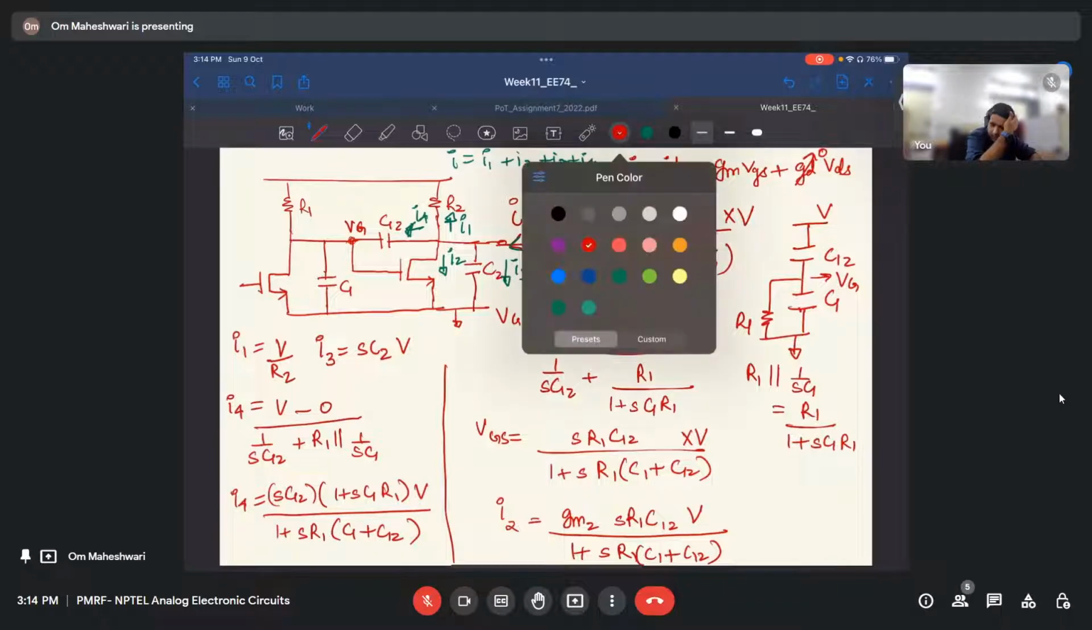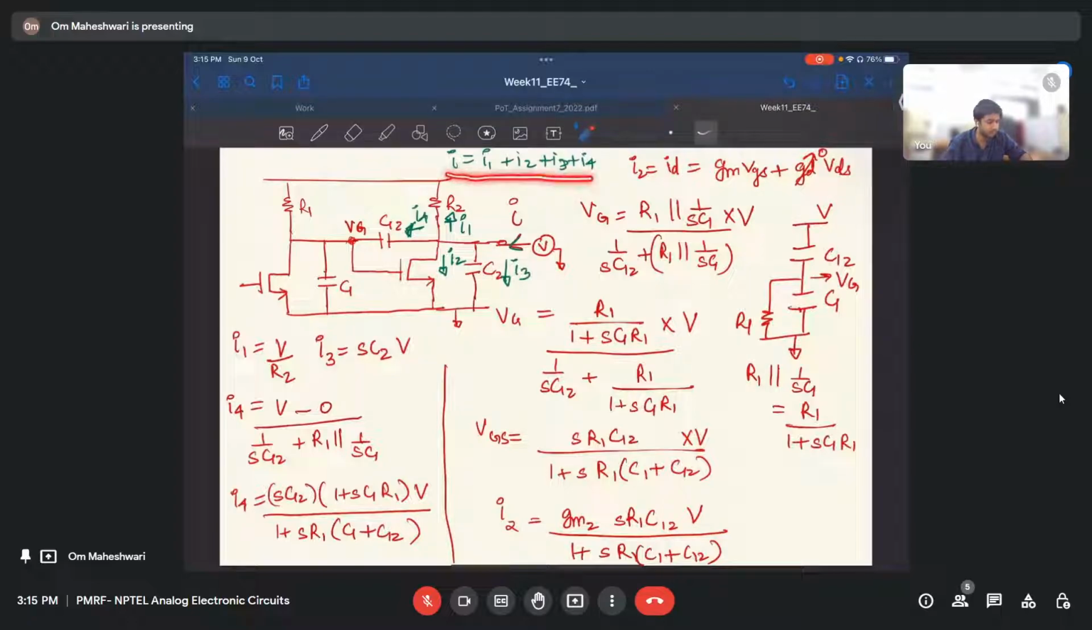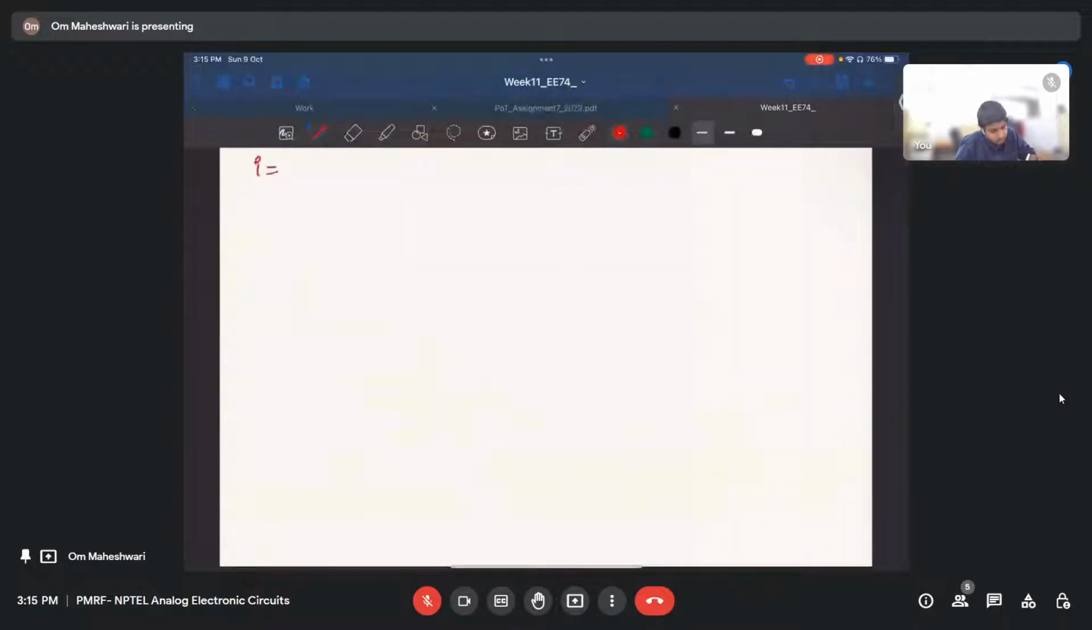So till this point, are these currents clear? How are we getting these currents? Is there any doubt? Okay. So next we will just find V by I. We will find the total current and then do V by I. So what is the total current? I1 plus I2 plus I3 plus I4.